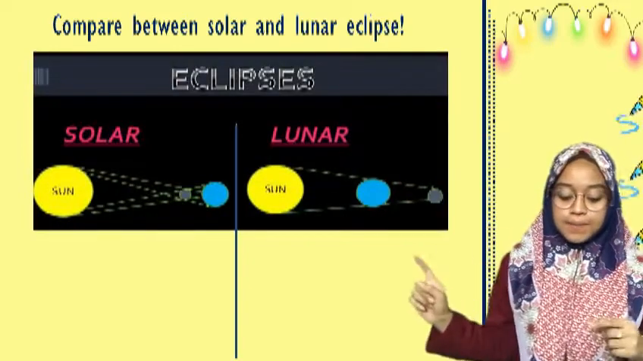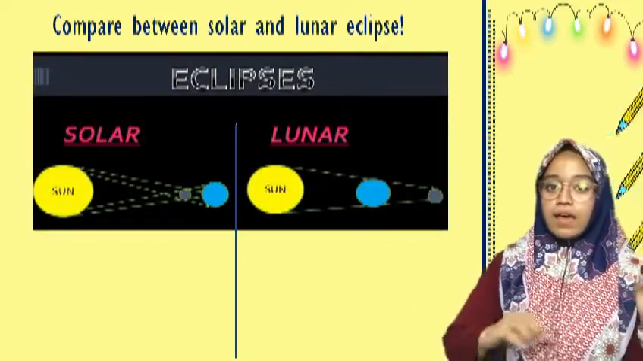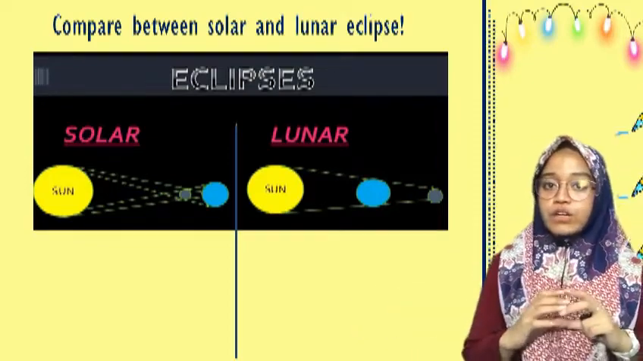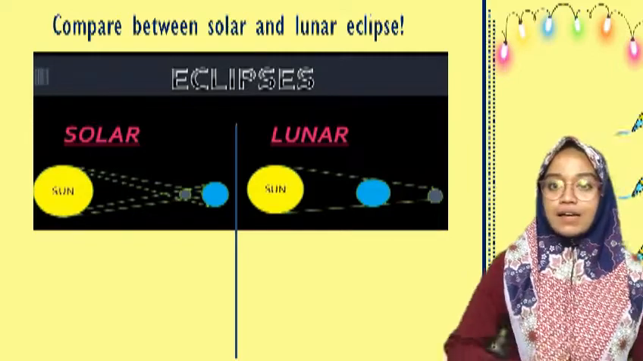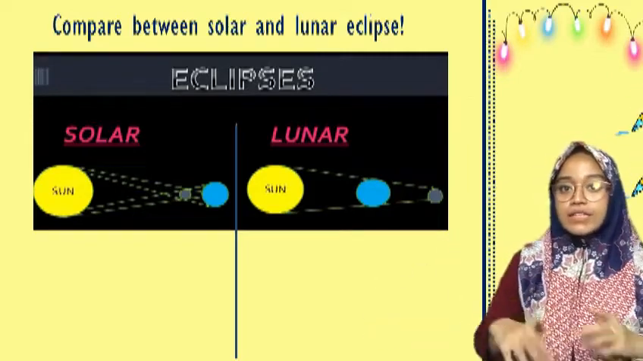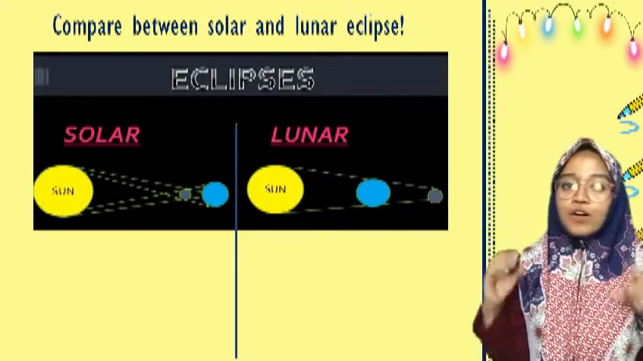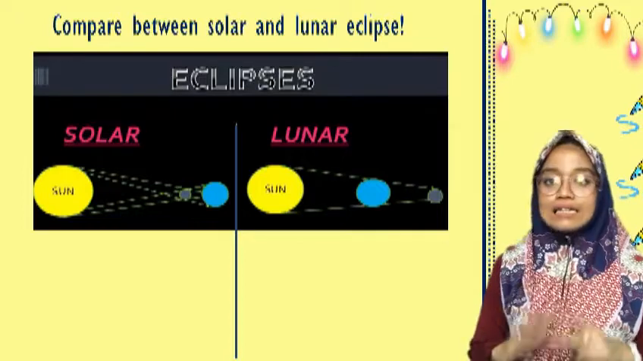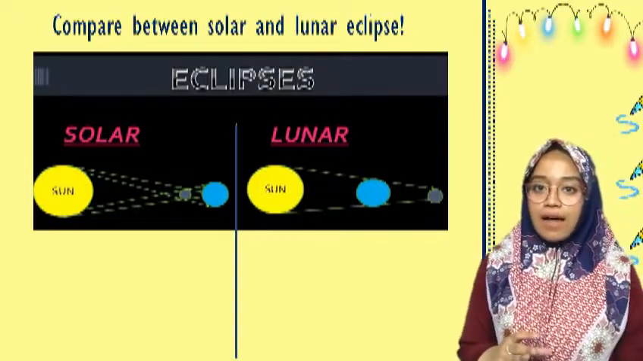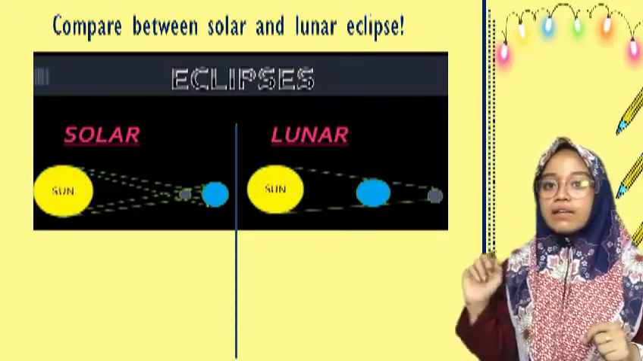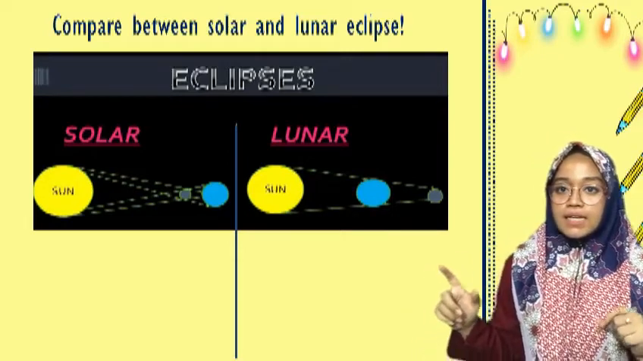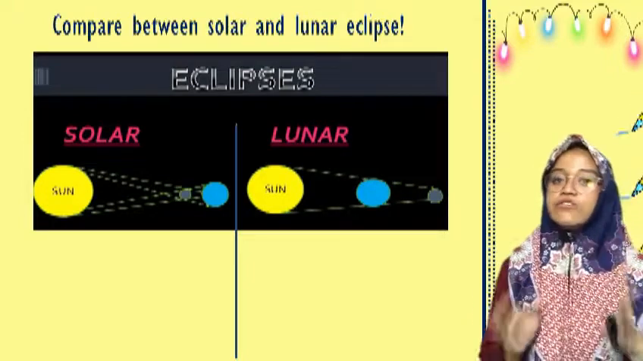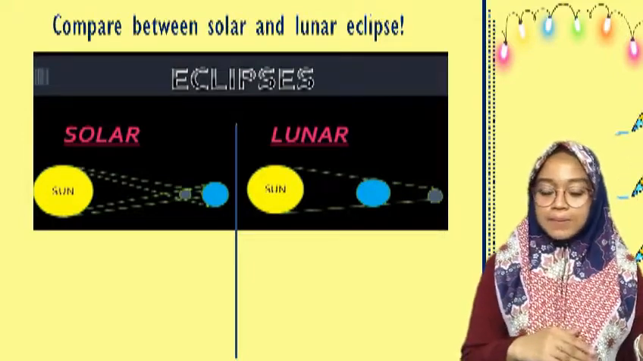In a solar eclipse, it is sun, and then moon, and then earth. The position of the moon is in the middle, between the sun and earth. But in the lunar eclipse, the middle position is not the moon but the earth. So sun, earth, and moon. The position of the earth is in the middle. It is different from a solar eclipse.